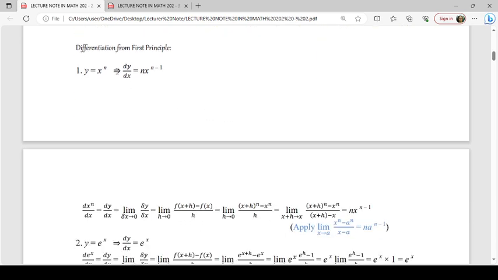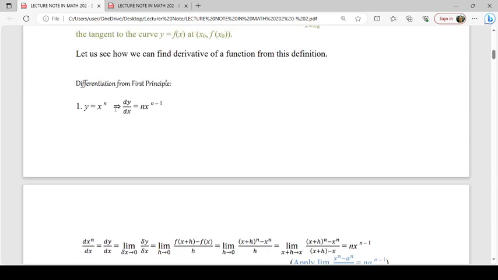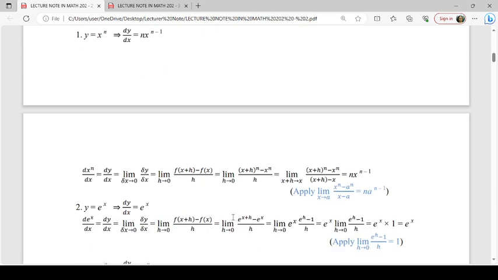So differentiation from first principle. The first principle is this limit, delta y by delta x, where delta y is this one. Then f(x) is given as x to the power n. So f of x plus h is (x plus h) to the power n minus x to the power n, divided by h. Here h means delta x.